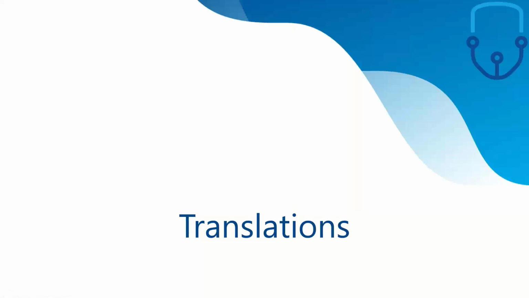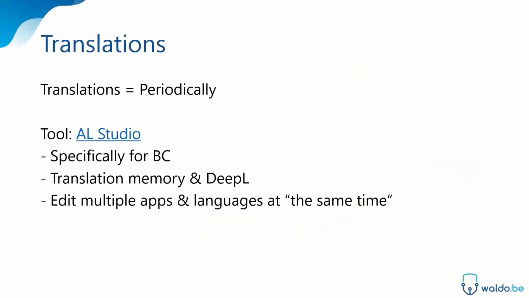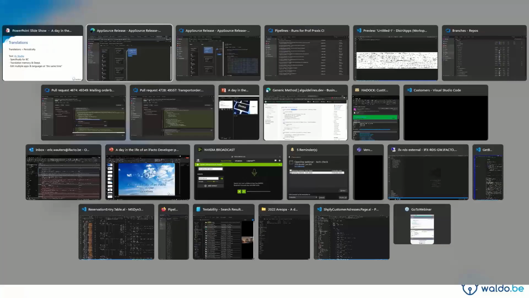I have a few details that I would like to share still about the translations. We do translations, obviously, especially in Belgium. We have three languages, actually four, but we actually do three. In any case, we do that with AL Studio. I actually noticed that not a lot of people are using AL Studio for that. It's actually a really nice tool to manage translation. I really recommend that.